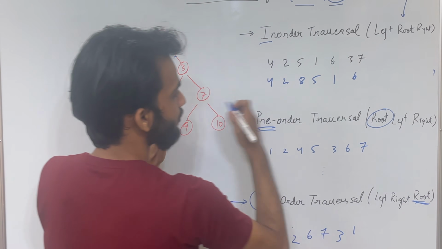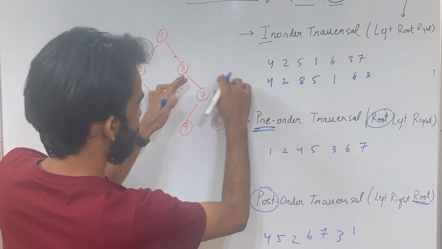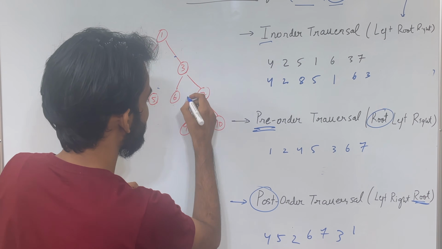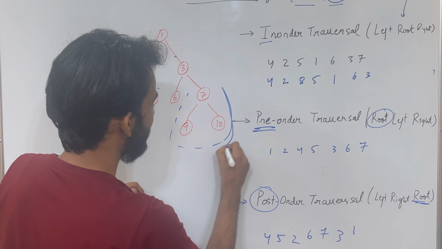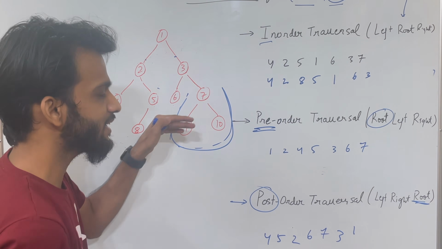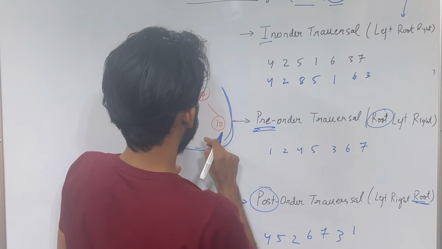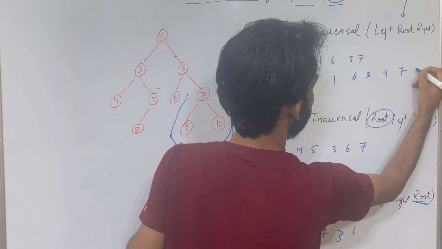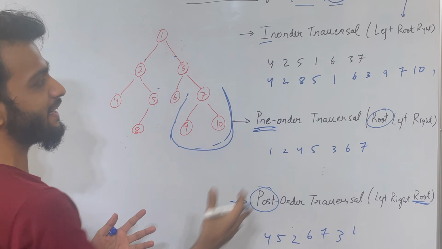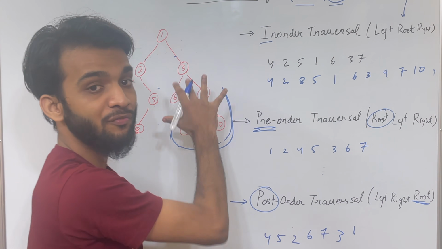Then root. Then right. So, right will be entire this thing. If you see, right will be entire this thing. Correct. In this, again apply left, root, right. So, 9, 7, 10. So, this will be the in-order traversal for this modified tree.